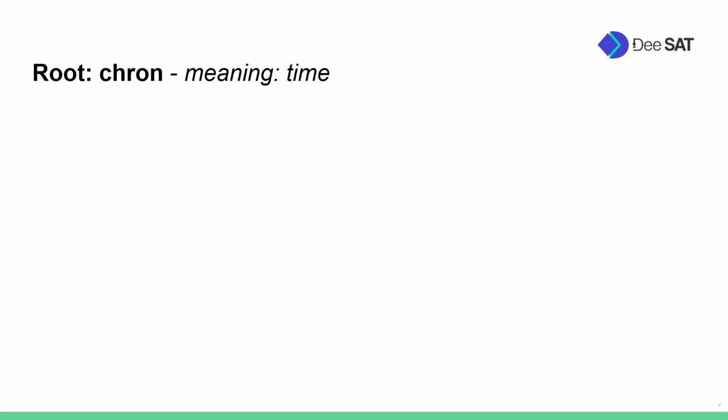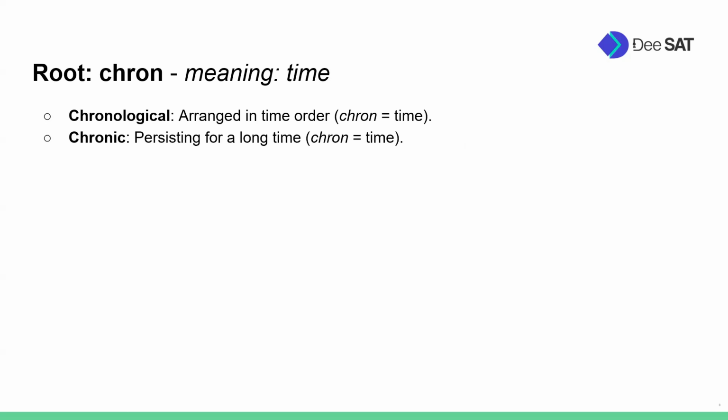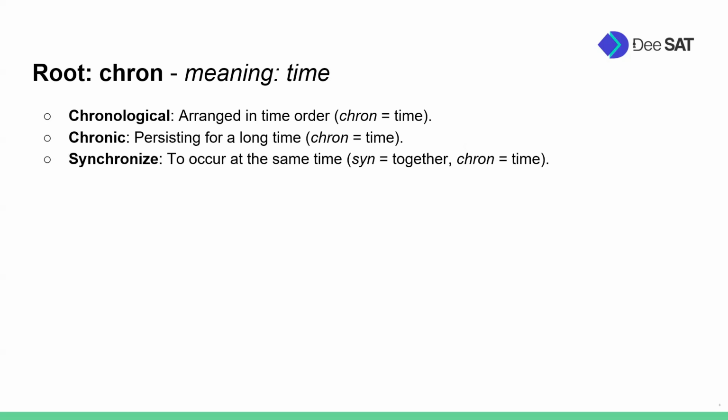Chron, which means time, a very commonly used word, chronological, which means something arranged in time order. Chronic, for example, a chronic disease. So chronic is something which is persisting for a very long time. Synchronize, for example, synchronization of the cycles. It means to occur at the same time. Sync means together, chron means time. So from there you can derive to occur at the same time.